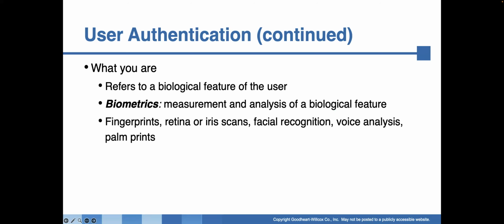The third form is what you are. What you are refers to your biological features, that is, the biological features of the user. And this is biometrics. Again, what is biometrics? This is the measurement and the analysis of your biological features. Examples of biometrics are the finger, the retina, the iris scan, facial recognition, the voice, or the palm. These are just part of it; keystroke is also biometric. These are just some of the examples of what you are.